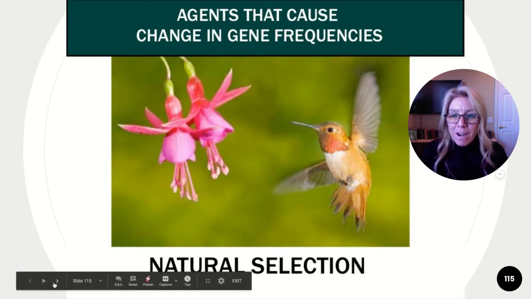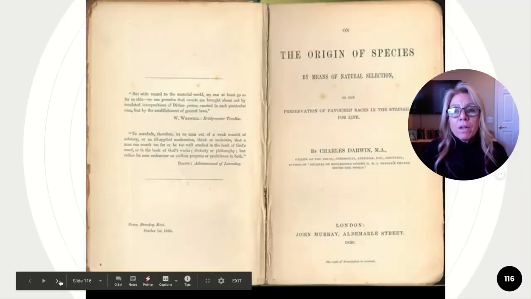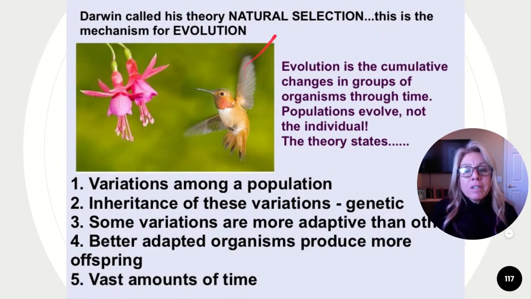That is a form of selection. It leads to adaptations. So when we look at, here's The Origin of Species by Charles Darwin, one of the original copies. I just thought I'd show you a picture. Okay, what is it saying? It's saying evolution is the cumulative changes in groups of organisms through time.